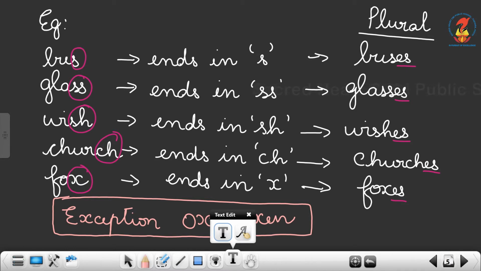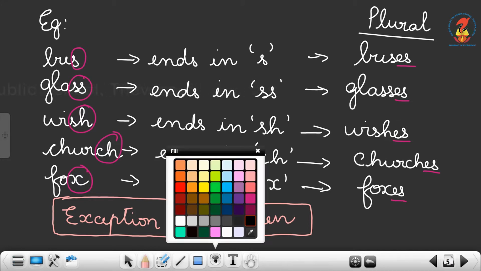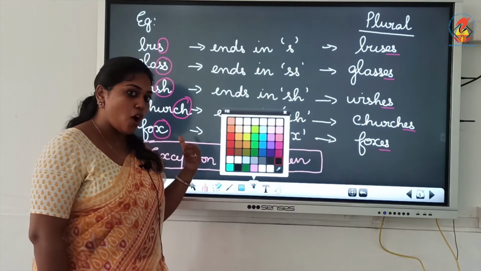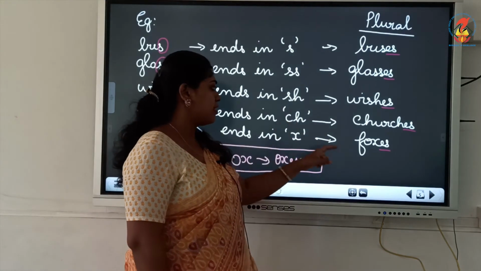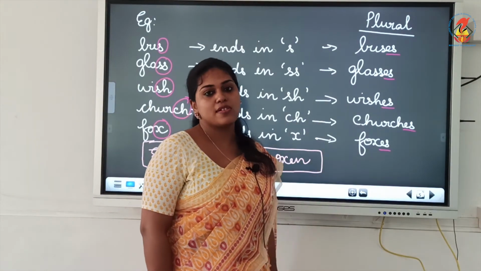Fox is a singular word. So, to make it plural, we have to check the ending letter. What is the ending letter here? X, right? So, if the noun ends with x, then you have to add es to the word to make it plural. So, the plural form of fox is foxes. By adding es, it will become the plural form foxes.